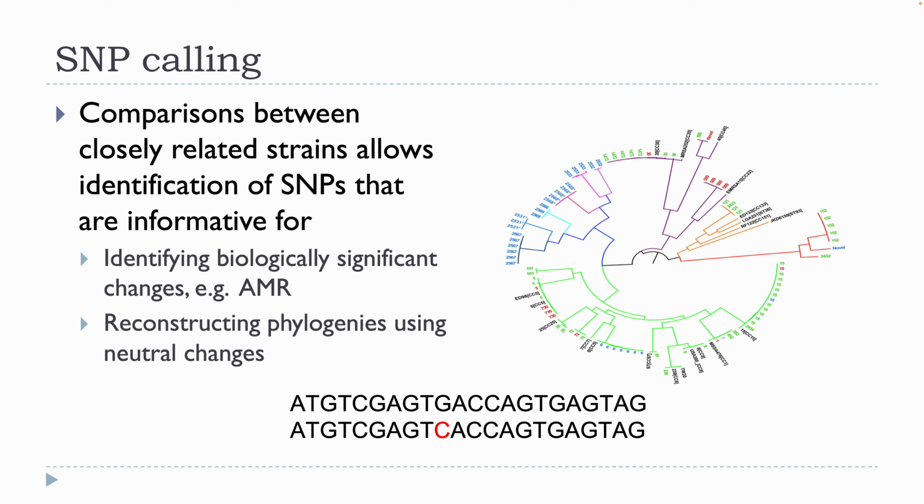But those neutral changes are actually very useful because they allow us to reconstruct the ancestry, the phylogeny, the family tree of the genomes by looking at how those different SNPs are related to each other and concatenating them and drawing trees based on that.